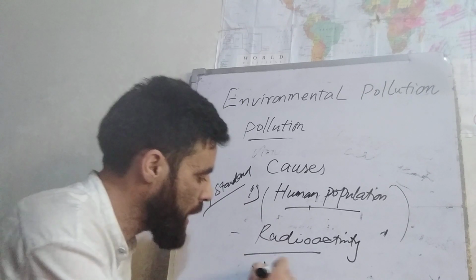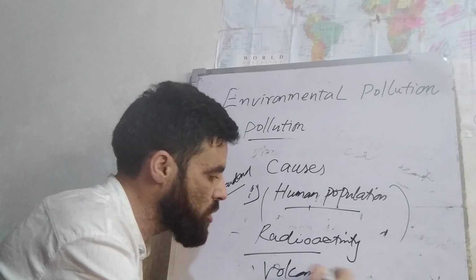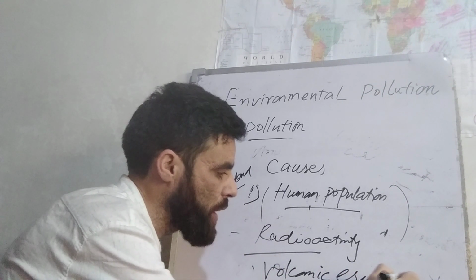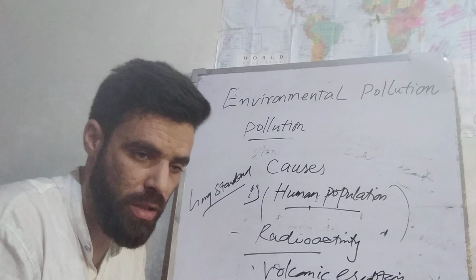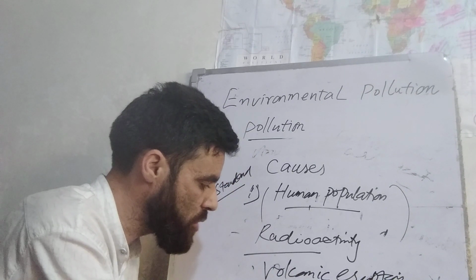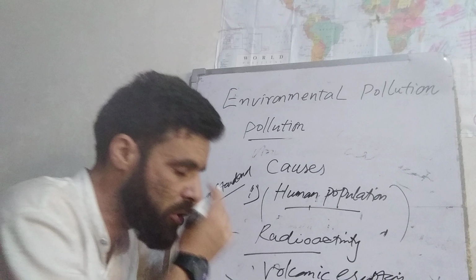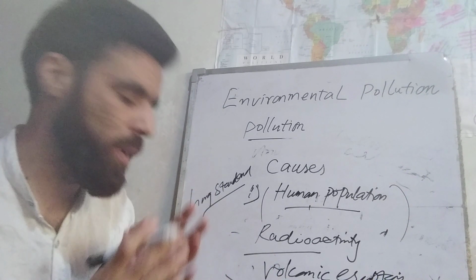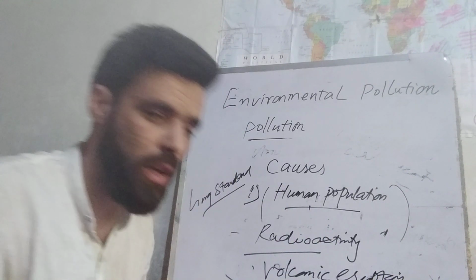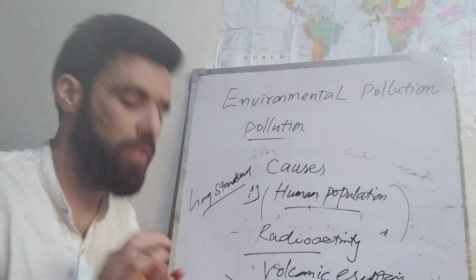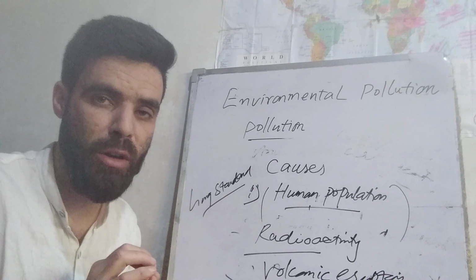Apart from that, volcanic eruptions can also add pollutants to our environment, and winds can also. As I told you before, there are natural and human causes. Wind is also a natural cause which poses a threat to the environment.